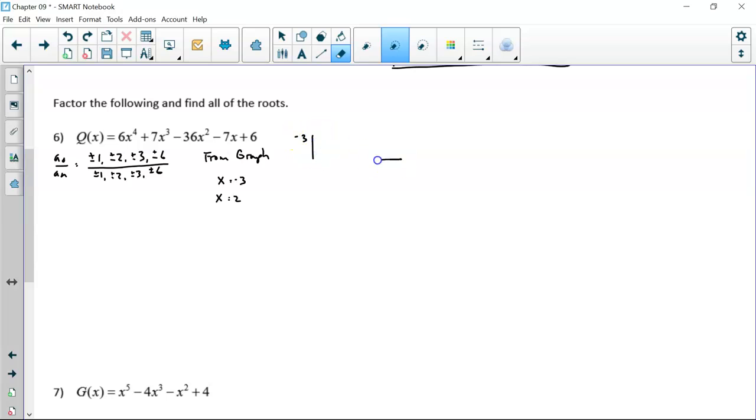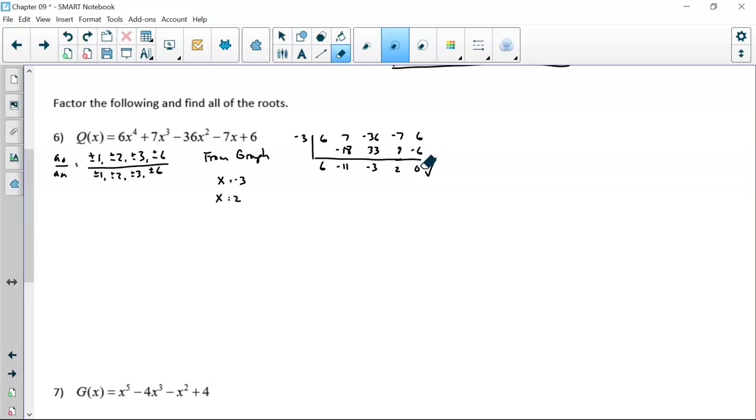Negative 3 goes on the outside, and on the inside we put our coefficients, 6, 7, negative 36, negative 7, and 6. Bring down the 6. Negative 3 times 6 is negative 18. Add, you get a negative 11. Negative 3 times negative 11 is a positive 33. You add, you get a negative 3. Multiply, you get a 9. Add, you get a 2. Negative 3 times 2 is negative 6. When you add, you get a remainder of 0.